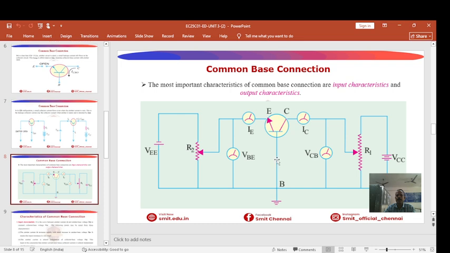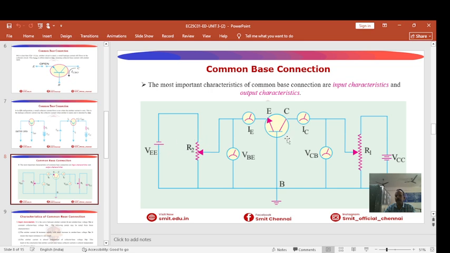The next one is the complete representation, or we can say the practical connection, for the common base in the input characteristics as well as the output characteristics. From this diagram, we can study the input characteristics of the CB mode as well as the output characteristics of the CB mode. You see from here, at the emitter base junction, there is a voltmeter connected, there is an ammeter connected along with the variable resistor, along with the biasing, that is VEE, nothing but the emitter bias, which is in the forward condition actually.